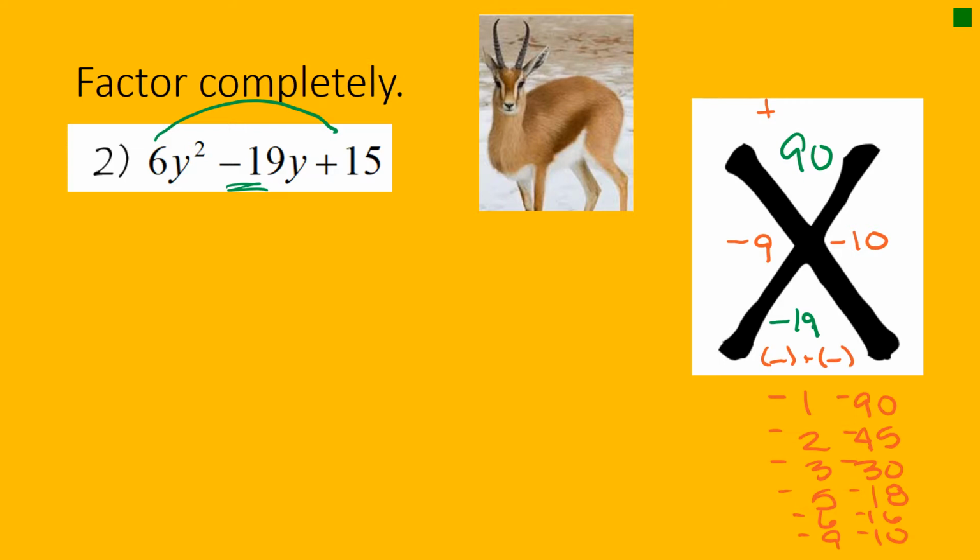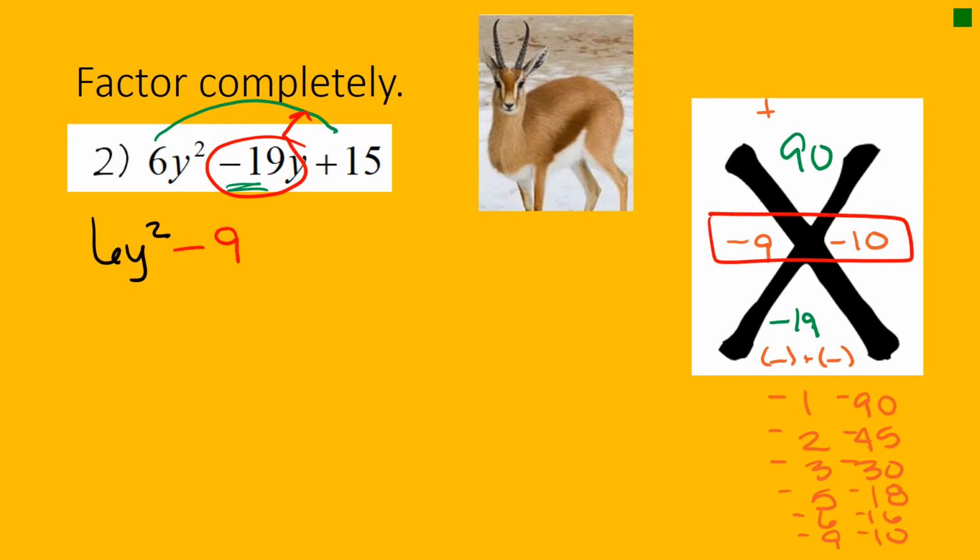We're going to rewrite it, 6y squared, and we're going to take this out and substitute these in. So negative 9y minus 10y plus 15.